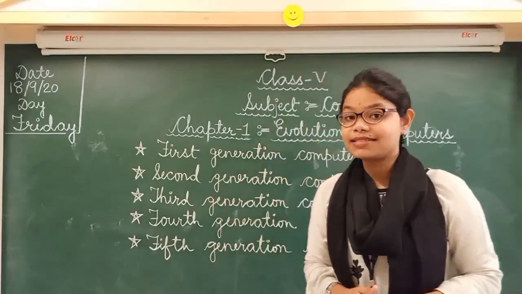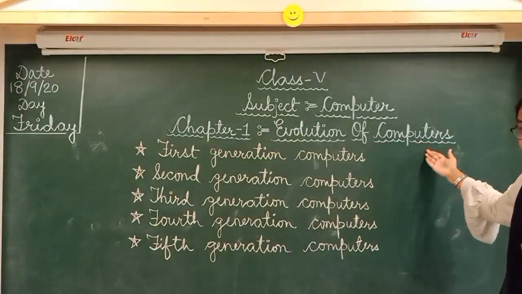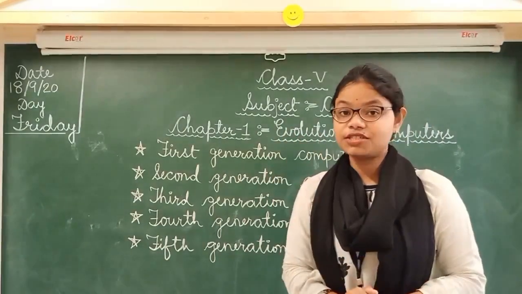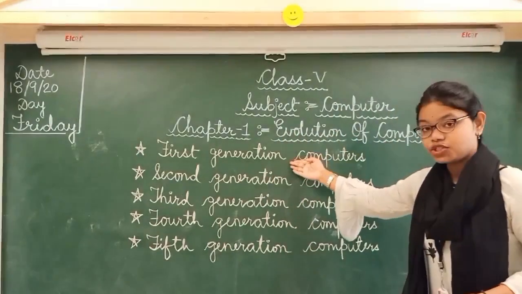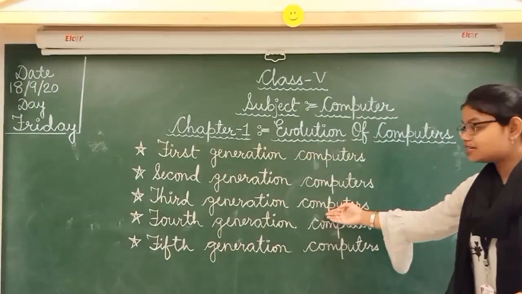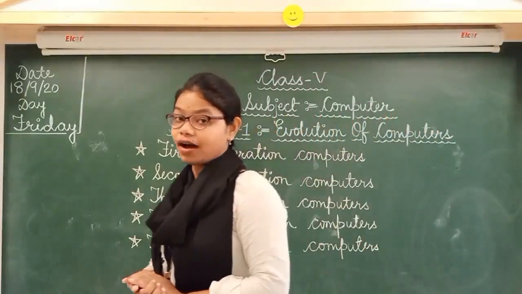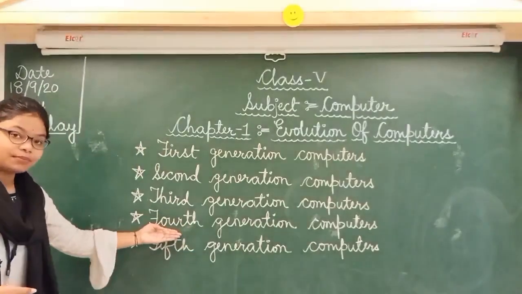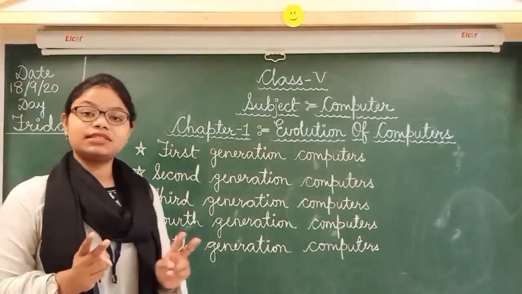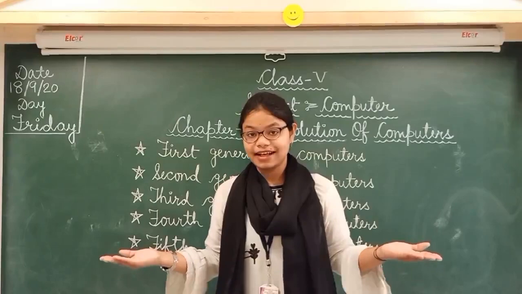As we all know, we are studying chapter number 1, Evolution of Computers. Till our previous class, we have completed three generations of computers: first generation, second generation, and third generation computers. In this class, we are going to see what are fourth generation computers and fifth generation computers. Before starting with these two topics, let us revise what we have learned in our previous class.